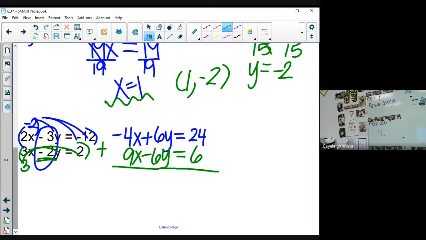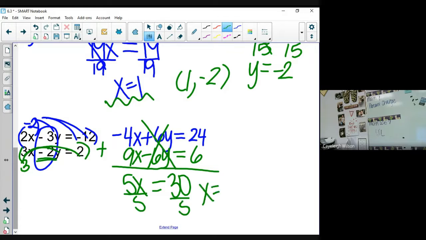Alright, so -4 plus 9 is 5x. 6 plus -6 is 0. 24 plus 6 is 30. Divide by 5, and x is 6.